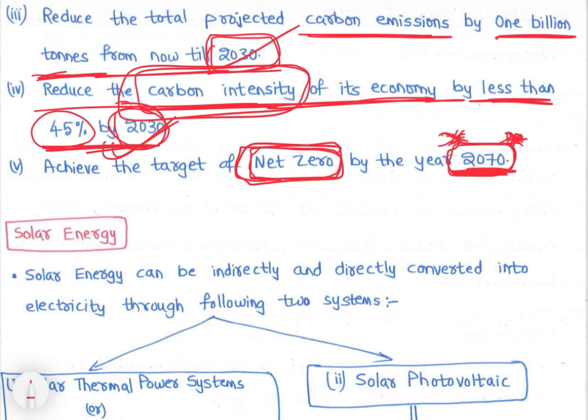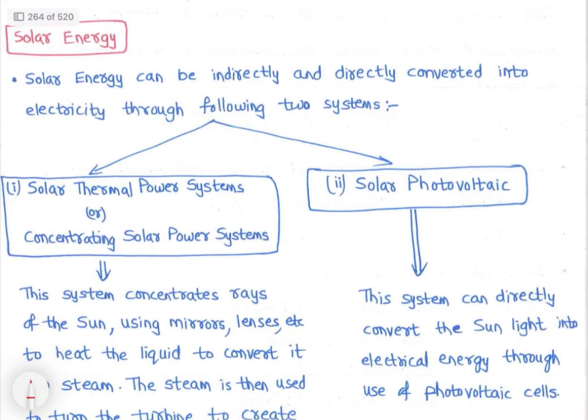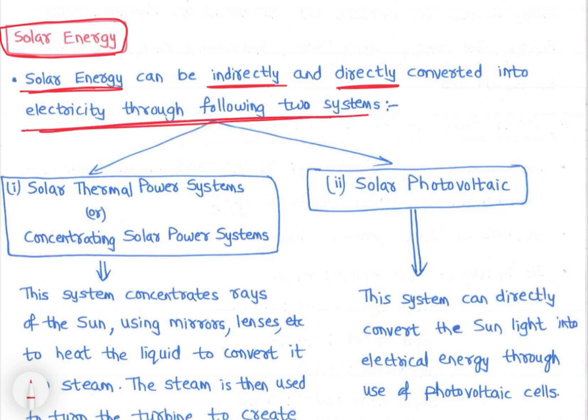Now let's study the renewable energy sources one by one. First, let's study solar energy. So what is solar energy? Solar energy can be indirectly or directly converted into electricity through the following two systems. Basically, we are using the sun's energy, sunlight, to generate electricity. That is solar energy.